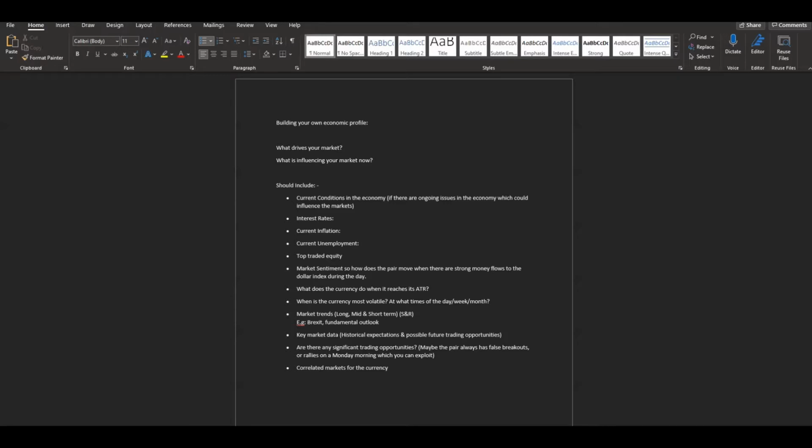So maybe your pair likes to rally on a Wednesday, and it reaches the high of the week on a Wednesday. From Wednesday onwards, the pair will just trade downwards, or maybe the reverse happens. Stuff like this you can take advantage of and implement into your trading.